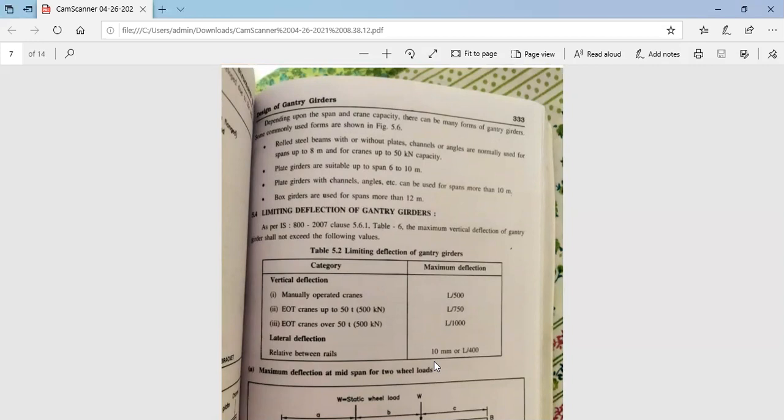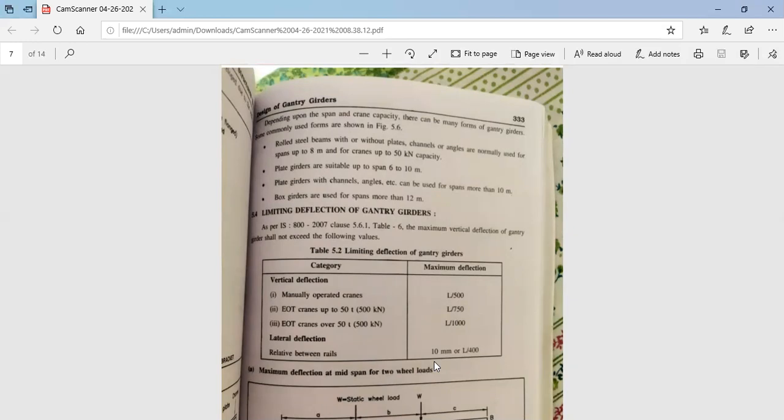The rolled steel beams with or without plates, channels, or angles are normally used for span up to 8 meter and for cranes up to 50 kilonewton capacity. Plate girders are suitable for span 6 to 10 meters. Plate girders with channels, angles, etc. can be used for span more than 10 meter, and the box girders are used for span more than 12 meter.